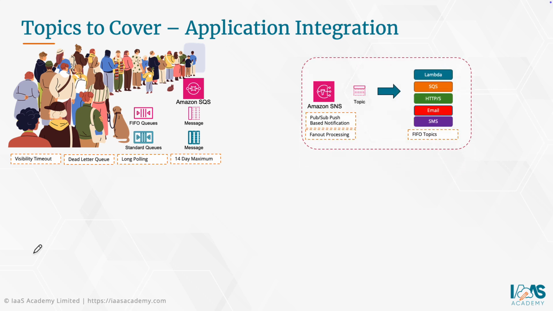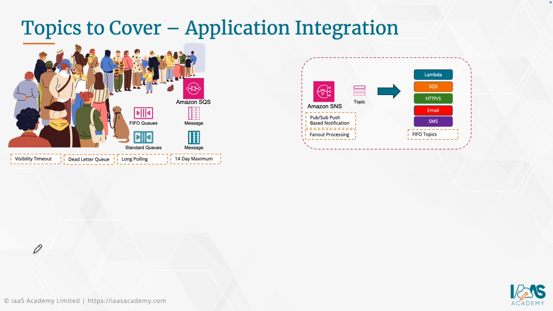Amazon SNS is another type of application integration service, whereas SQS was all about queuing and poll-based messaging, and it allows you to decouple your application stack. Amazon SNS is a pub/sub push-based notification service. Essentially what happens is messages that go to SNS get pushed out to a topic, which then get consumed by subscribers to that topic. So you can have subscribers like Lambda, SQS, HTTP, HTTPS endpoints, email, and SMS.